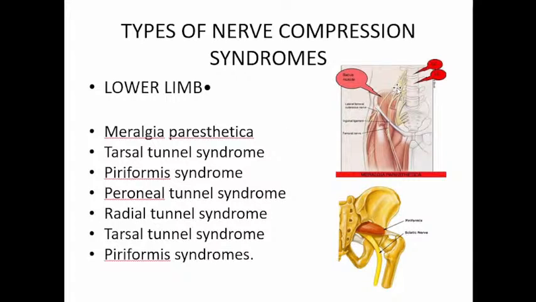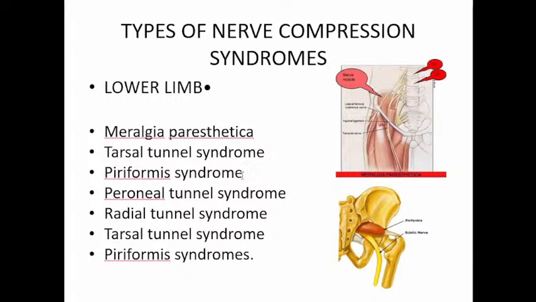So meralgia paresthetica, this diagram is showing how meralgia paresthetica occurs, whereby we have the lateral femoral cutaneous nerve, whose axis is the anterior superior iliac spine. It just passes below it and below the inguinal ligament. So sometimes you may get pressure on the lateral femoral cutaneous nerve, and you get numbness and abnormal sensations below this, in the lateral aspect of the thigh. That is meralgia paresthetica.